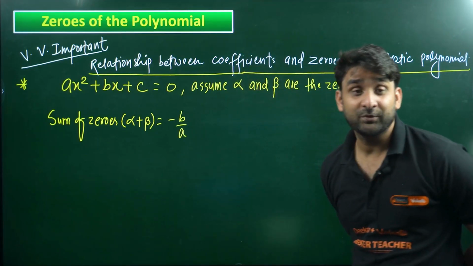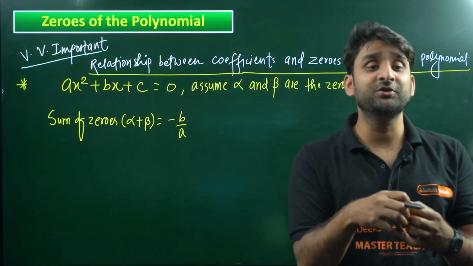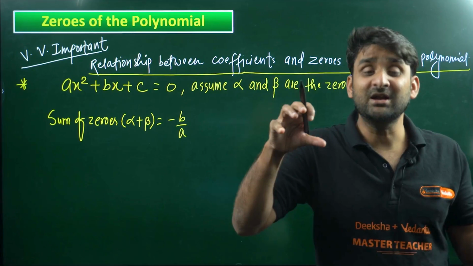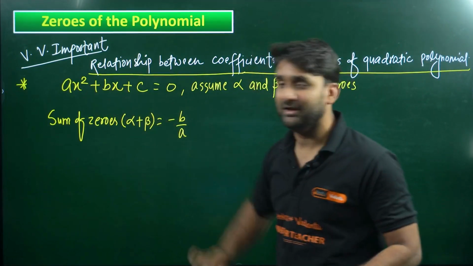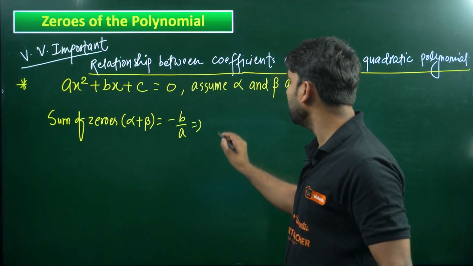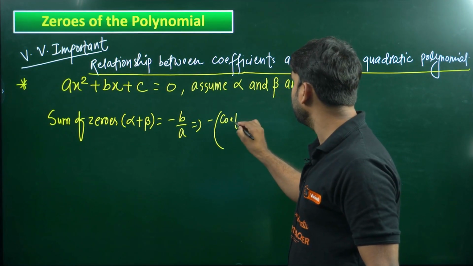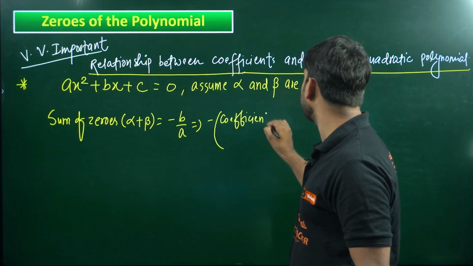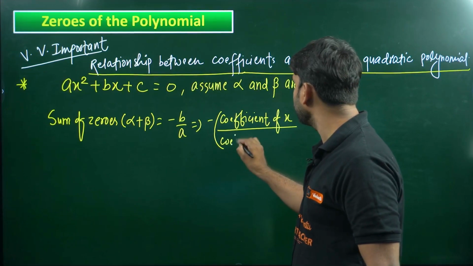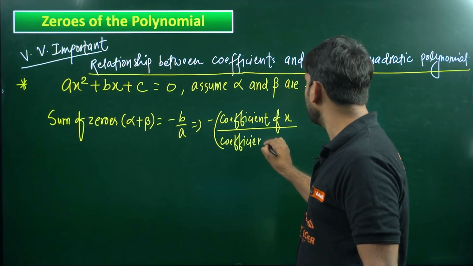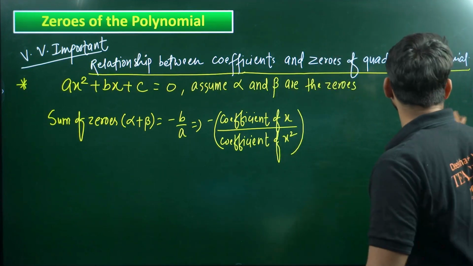Yes, my dear champion, if you do the summation of the zeros of any quadratic polynomial, the result will be equivalent to the ratio of minus b by a. b is the coefficient of x and a is the coefficient of x square. So we can write in words also. Let me write in words. Minus, under bracket, b is the coefficient of x. So we can write here coefficient of x divided by coefficient of x square. The first formula ready? This is the first formula.